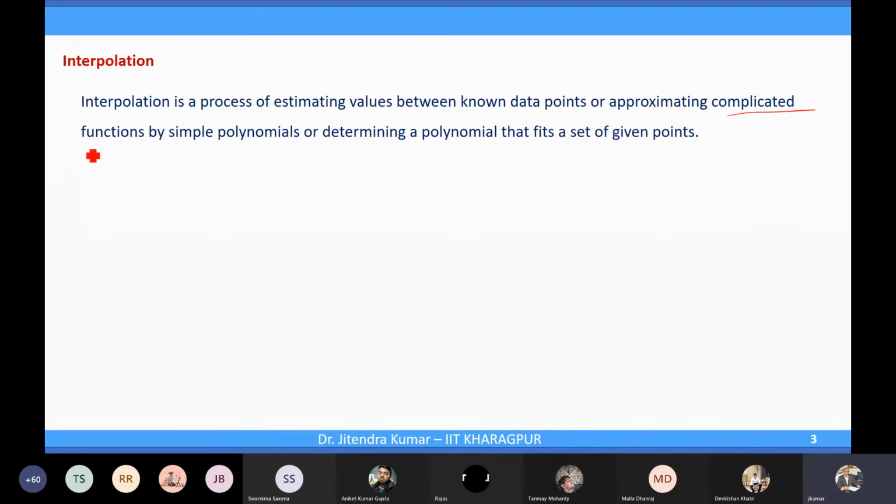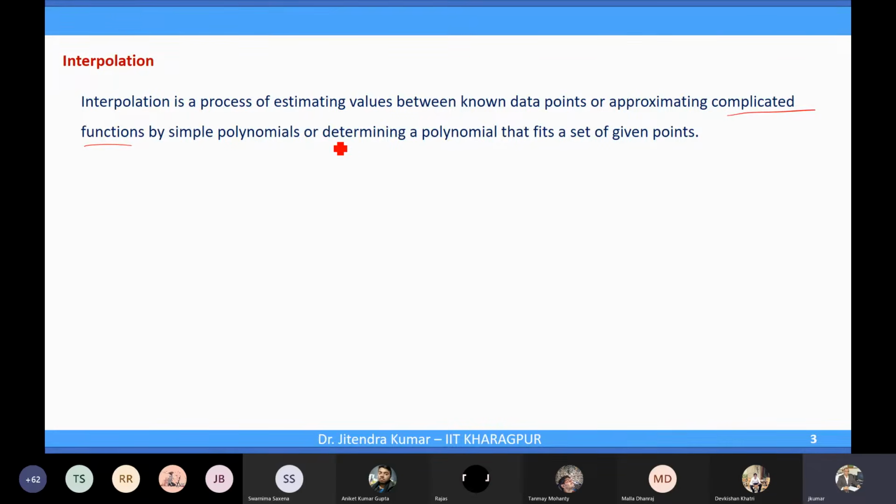So all these intermediate points, we can find out the values. Or approximating complicated functions: for instance, just as an example, it may be difficult to get the integral of some function. So what you do is approximate that function first by a polynomial, and then you know how to integrate or differentiate a polynomial. That's the motivation behind polynomial interpolation.